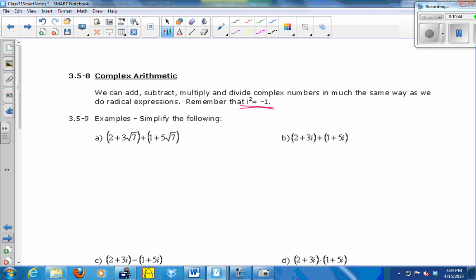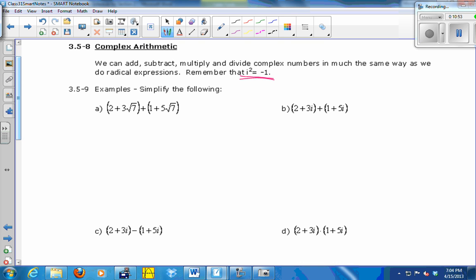This example, I took it out of your packet, right? 2 plus 3 root 7? Okay. So if I wanted to add 2 plus 3 root 7 plus 1 plus 5 root 7, everything in there is addition, so I can just drop the parentheses and combine like terms, right? Those guys can be combined, and those guys can be combined. So I get 2 plus 1 is 3, and 3 root 7s plus 5 root 7s is 8 root 7s.